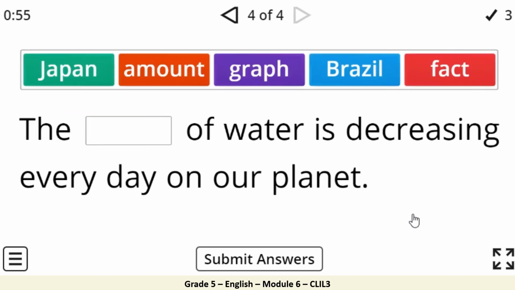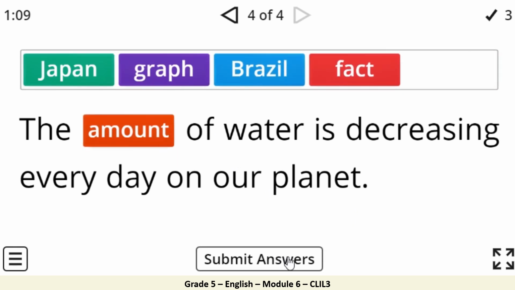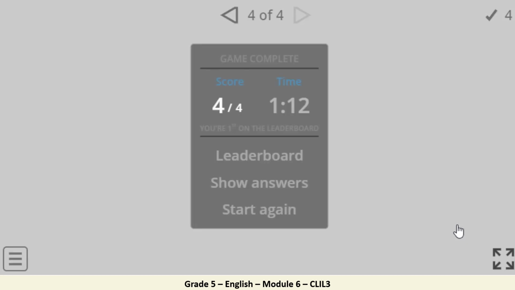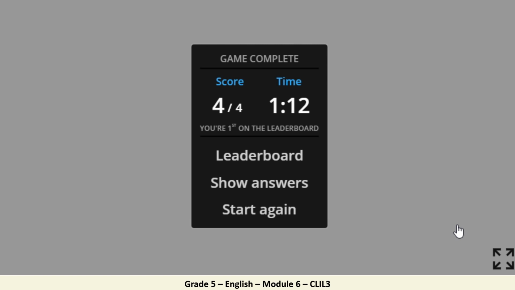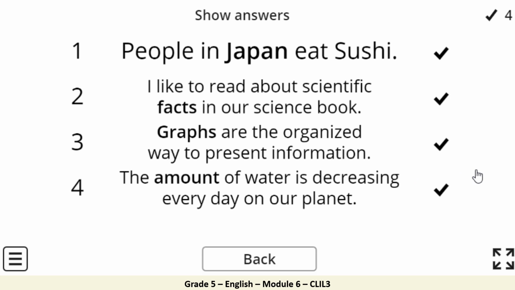Excellent answer. The blank of water is decreasing every day on our planet. What's the correct word for it? Excellent. Amount. Let's check. Good job. Let's now view our answers. Excellent.